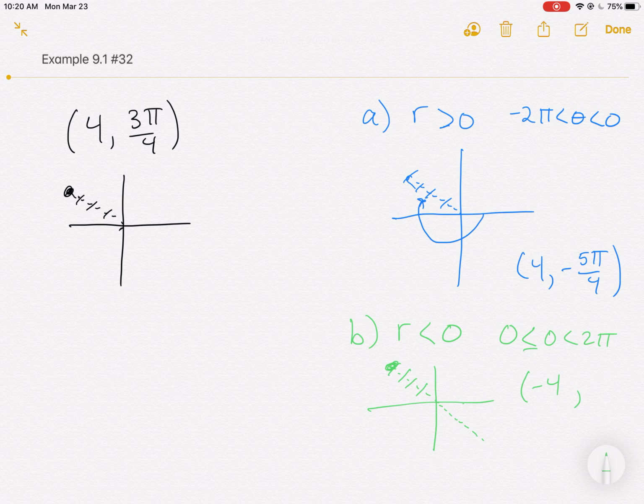And now I got to figure out, well, where is this? Because they wanted me to represent it in a positive manner. Well, that is just short of 8 pi over 4, so 7 pi over 4. C would be done the exact same way. I just thought it would be helpful to give you a further example of these.